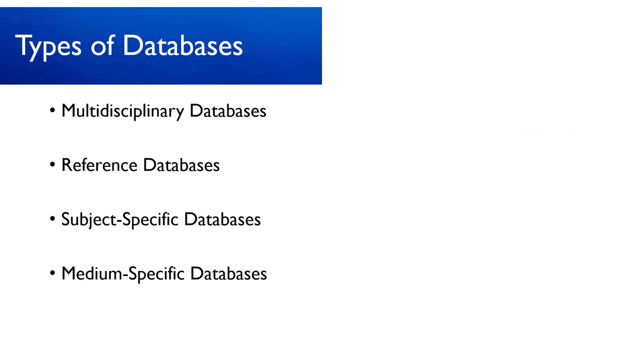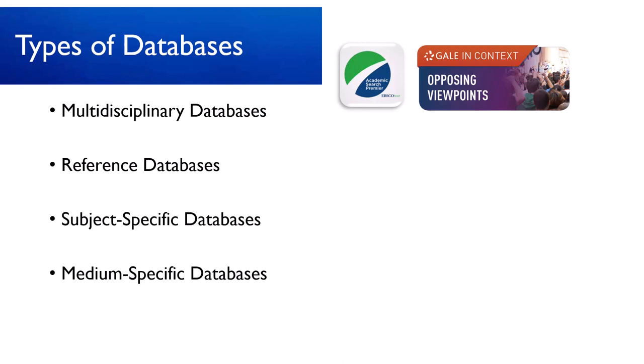There are a couple different types of databases you should be aware of. The first is a multidisciplinary database, which contains materials on a variety of different fields of studies. These are useful places to start your research or when you're researching a multidisciplinary topic. Popular multidisciplinary databases include Academic Search Premier and Gale Opposing Viewpoints.